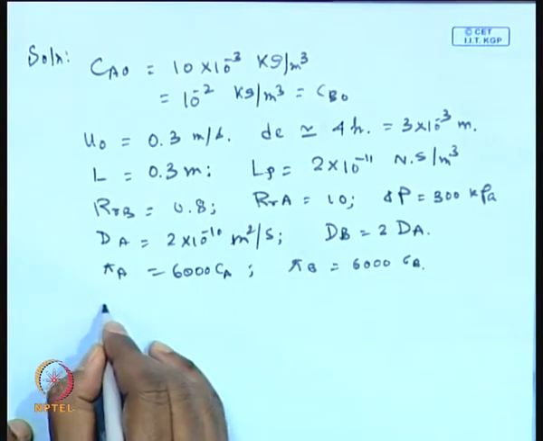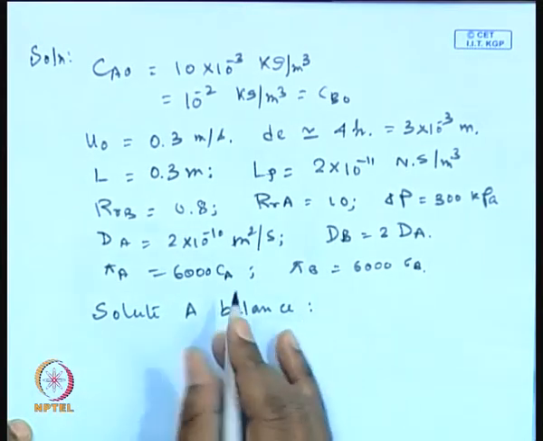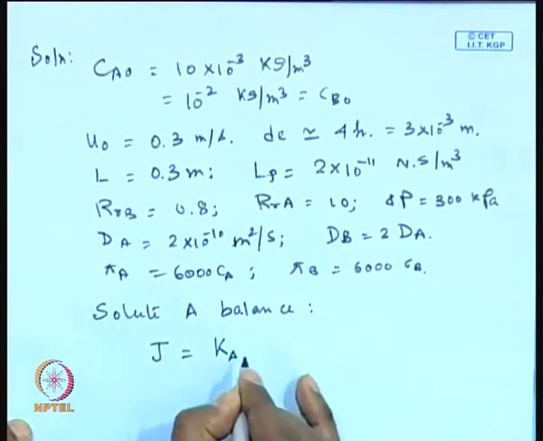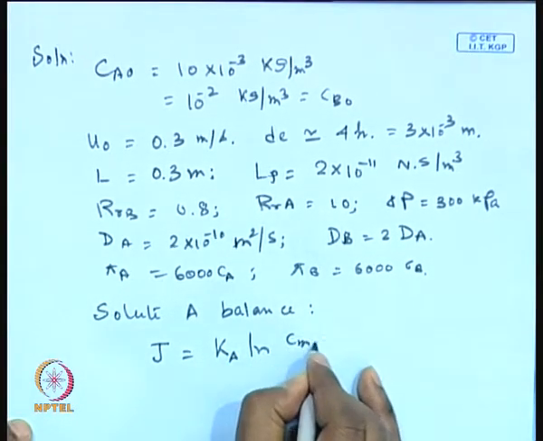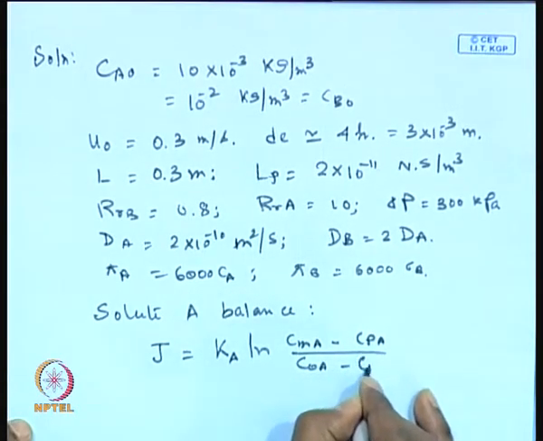Okay. So, if you do that, what will you be getting? You will be getting two different equations, one corresponding to solute A and another corresponding to solute B, but the permeate flux will remain the same, that is, the solvent flux will be independent of the solutes. So, if you do a separate solute A balance over the mass transfer near the membrane surface, you will be getting J is equal to Ka ln of Cma minus Cpa divided by C naught A minus Cpa.